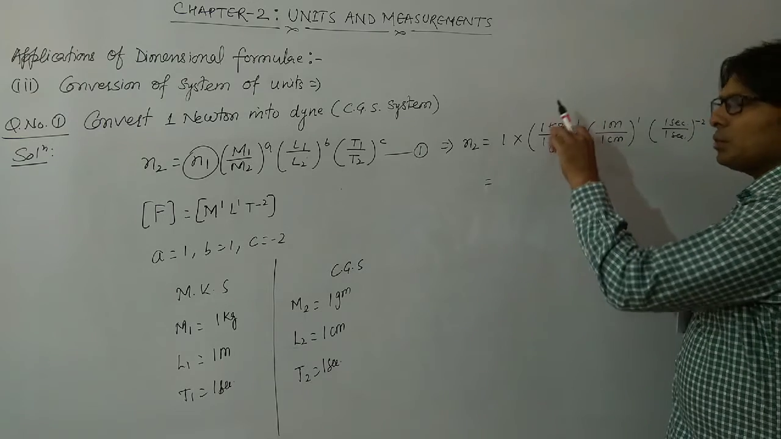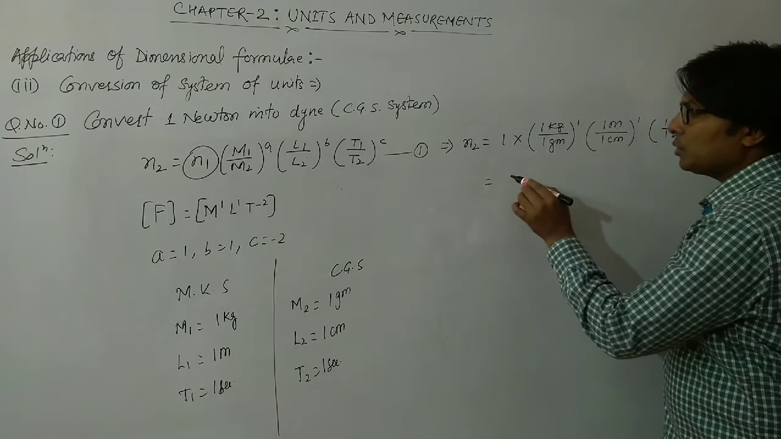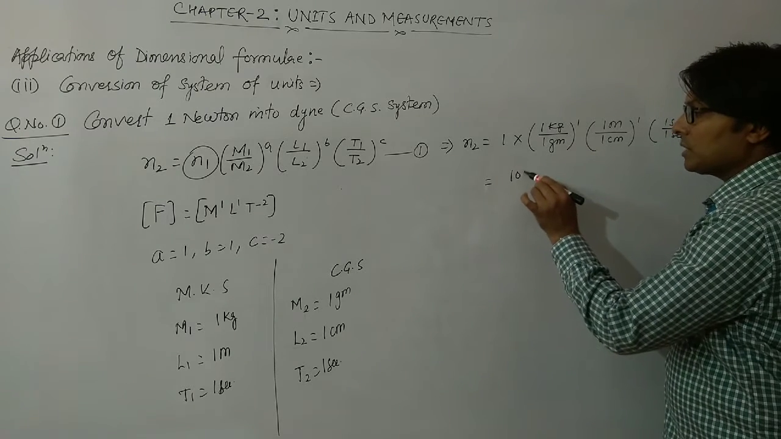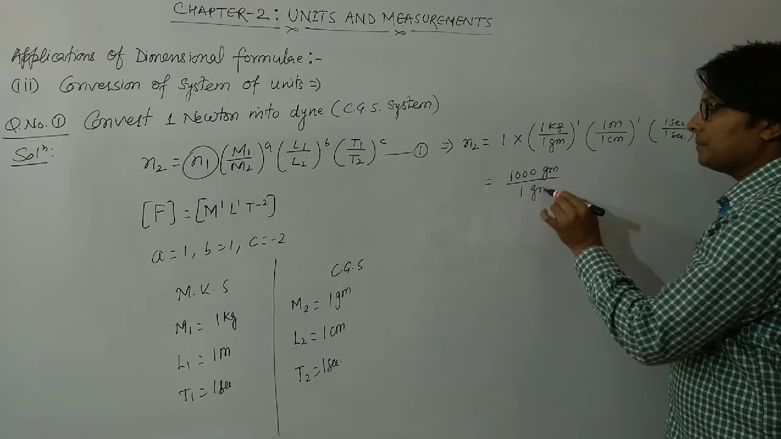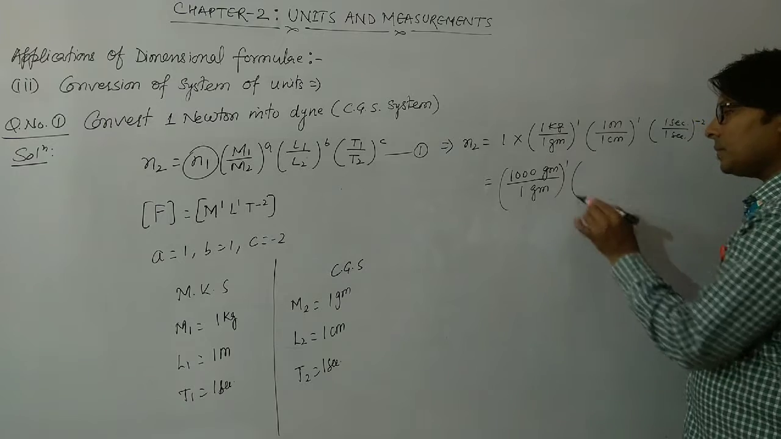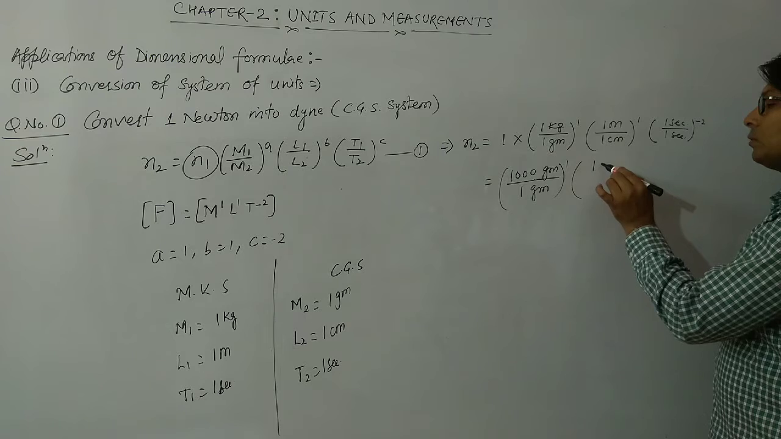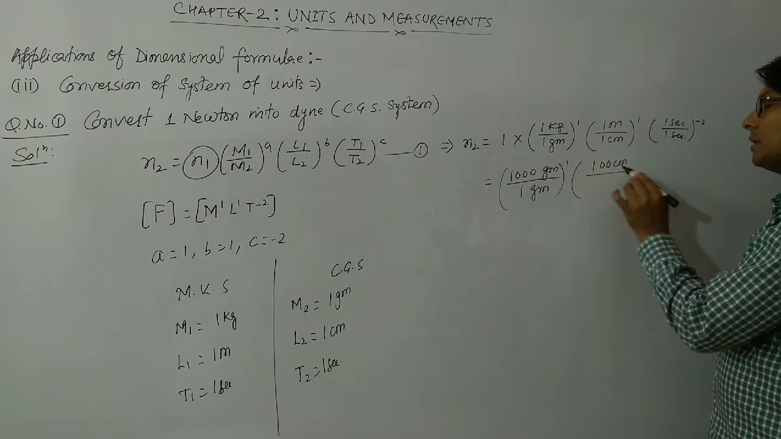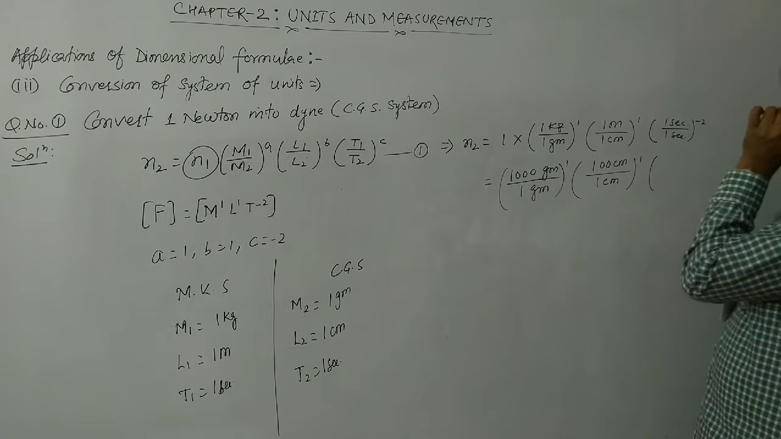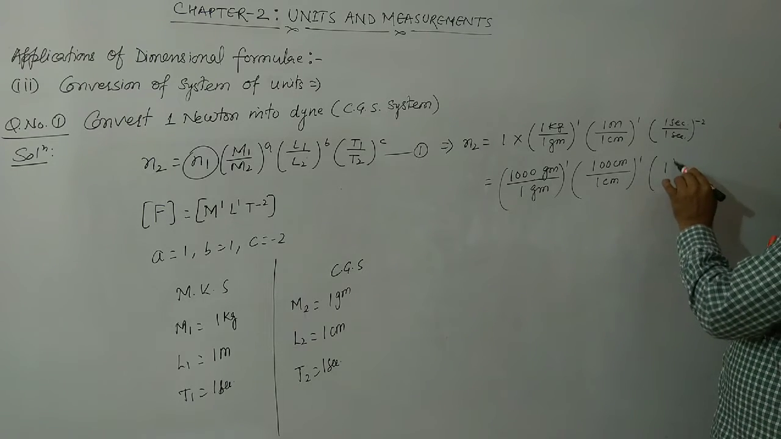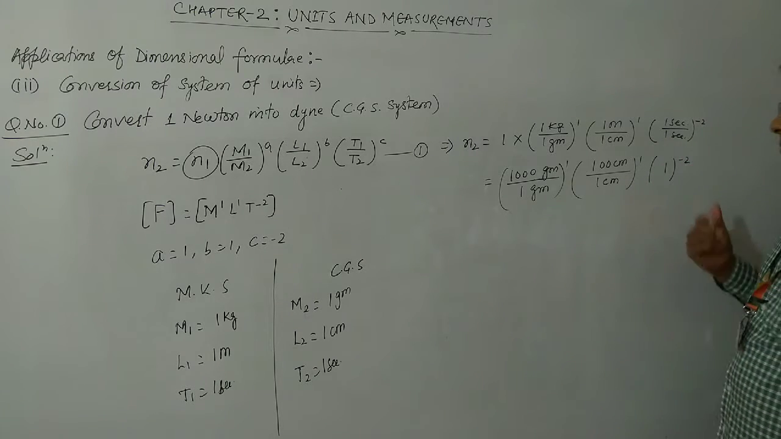Either convert gram into kg or kg into gram, so that we can cancel out each other. You know that 1 kg has 1000 grams, so I can write 1000 gram divided by 1 gram raised to the power 1. Similarly, convert meter into centimeter: 1 meter consists of 100 centimeter, divided by 1 centimeter raised to the power 1. Second divided by second will cancel out, so it becomes 1 raised to the power minus 2, and 1 raised to the power anything becomes 1.